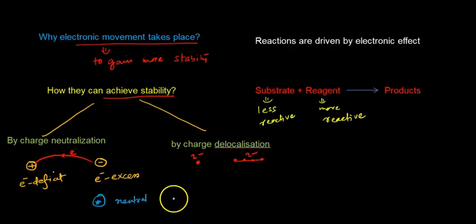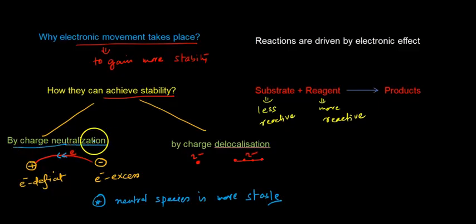Neutral species is more stable than charged species, right? So that is why mostly, whatever is happening, the charged species want to get neutralized. In that same logic, we can say this negative charge and positive charge both want to get neutral, and in order to do that, the electron will move from the electron excess side to the deficit side. So one reason for electronic movement can be charge neutralization, which can impart stability.